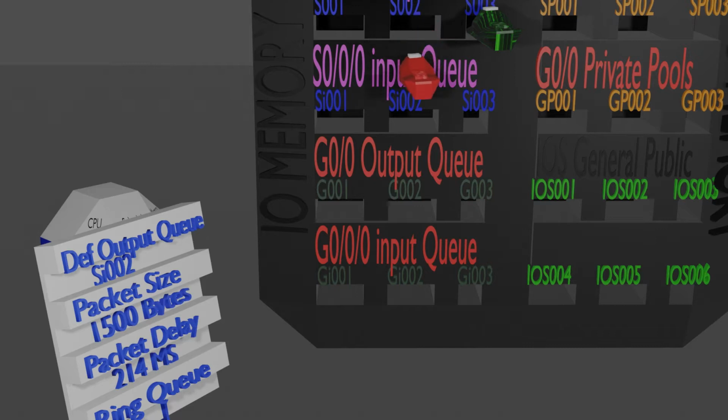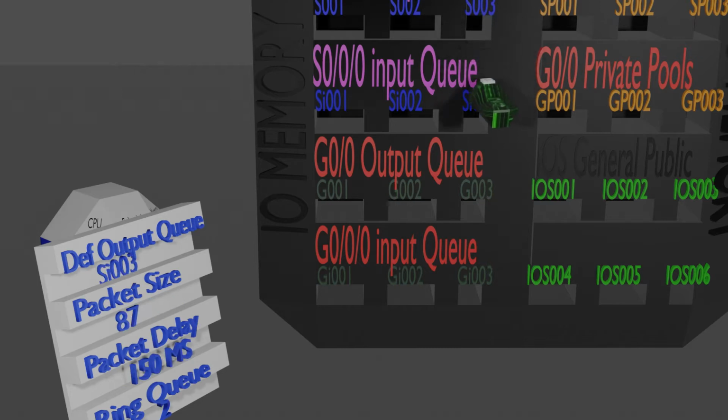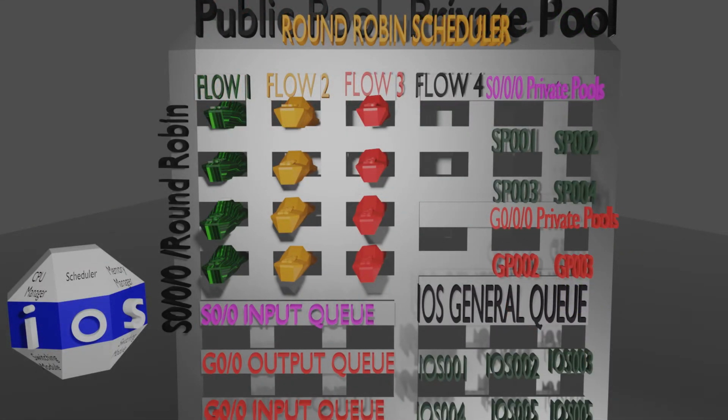However, the VoIP packet can only withstand 150 milliseconds of latency. This example shows why on low bandwidth interfaces, FIFO queuing is not the best option for delay sensitive packets like VoIP.